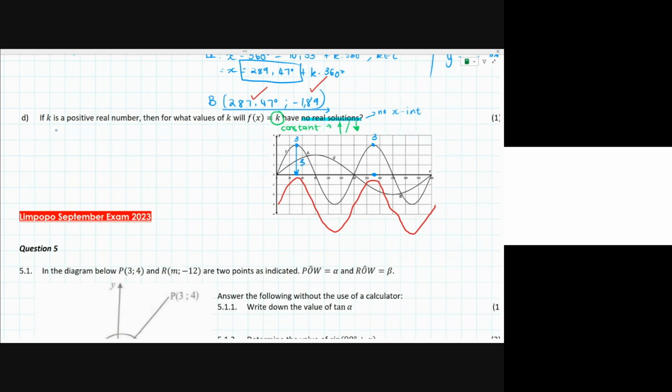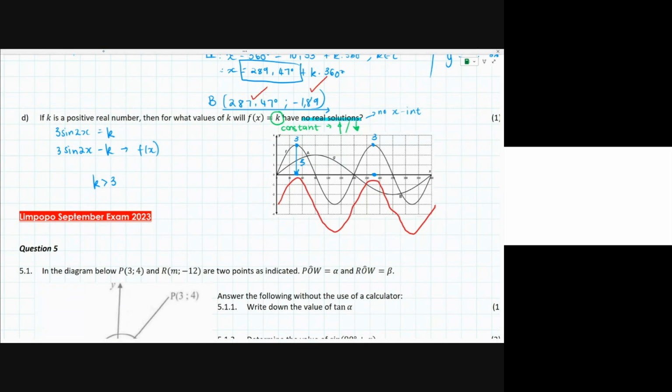So f of x was 3 sine 2x equals k. And remember, we want this k to be part of my equation. So if I bring that over, I've got 3 sine 2x minus k. And that would then be my f of x graph, or whatever graph I'm talking about. So we need to figure out how many units I'm moving down. Well, I need to move down more than 3 units. And so what that means is that k must be greater than 3. So let's just figure out why.